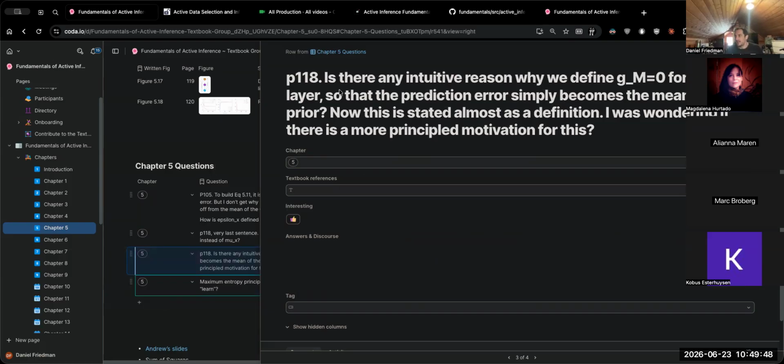Okay, page 118. Is there any intuitive reason why we define G sub m equals 0 for the top layer, so that the prediction error simply becomes the mean of the prior? Now, this is stated almost as a definition. I wonder if there's a more principled motivation for it.